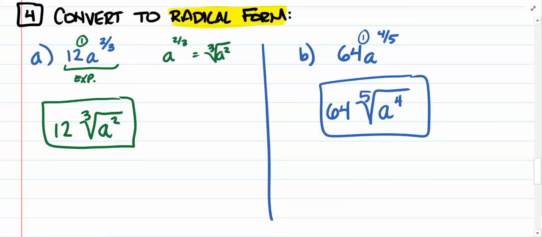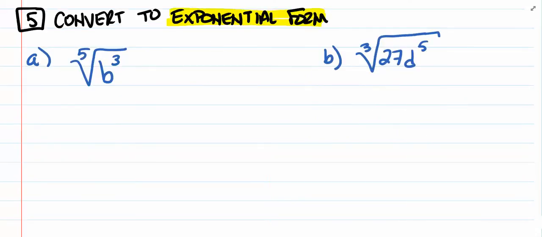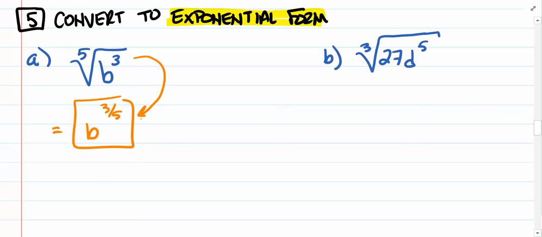Okay, box number 5, let's convert to exponential form. There's 2 examples. It says the 5th root of b to the 3rd. Well, that is equivalent to b to the 3/5 power. So we have gone from radical form into exponential form. That was a pretty straightforward example. Let's take a look at example B though.